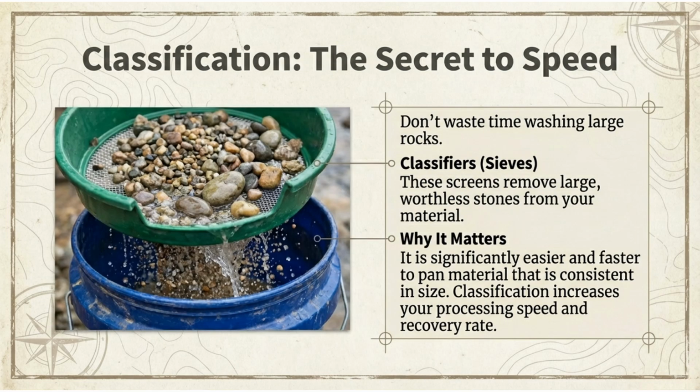Classification. The secret to speed. Classifiers, sieves. These screens are used to remove large, worthless stones from your material. Efficiency. It is faster and easier to pan material that is consistent in size. Benefit. Proper classification increases both your processing speed and your recovery rate.